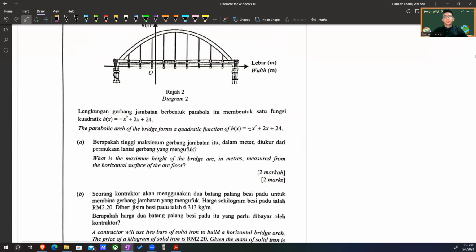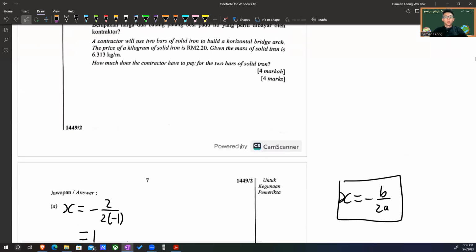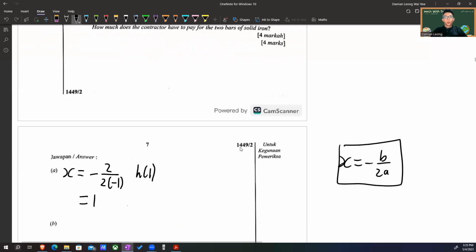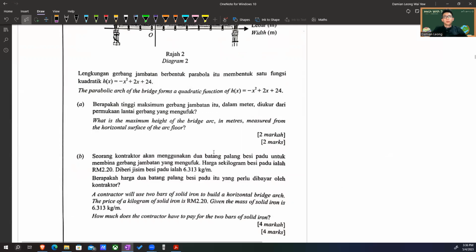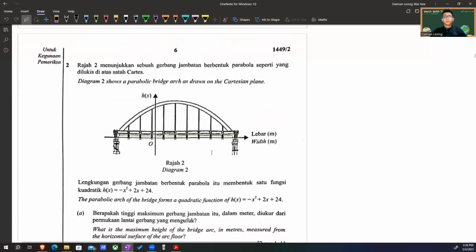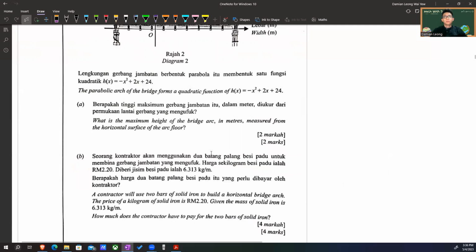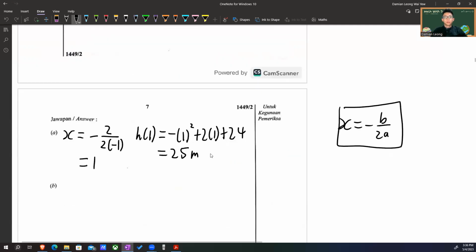Then we substitute into the function. Means I find h(1). So it's -1 squared plus 2 times 1 plus 24. So it's -1 plus 2 plus 24, which is 25. Then we get 25 meters, basically. Should be meters, but just 25 is fine.